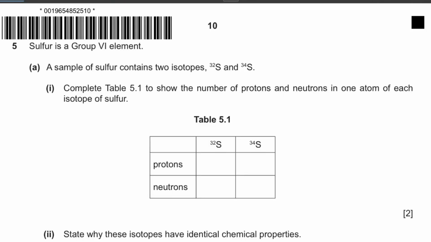Atomic number is equal to number of protons. So the number of protons for both sulfur isotopes is 16. This is because they are isotopes of the same element, so they will have the same number of protons. Next is neutrons. The number of neutrons is going to be the mass number minus the number of protons. Why? Because the mass number, which is 32 and 34, is the sum of the protons and neutrons in the nucleus of the atom. So if the proton number is 16, that means the neutron number is going to be 32 minus 16, which is 16. And then for this one, 34 minus 16 is going to give us 18.